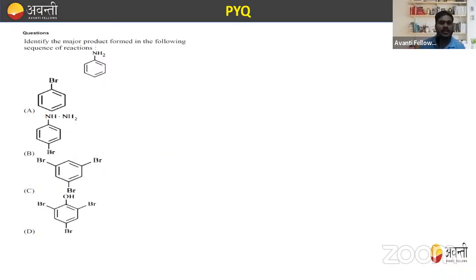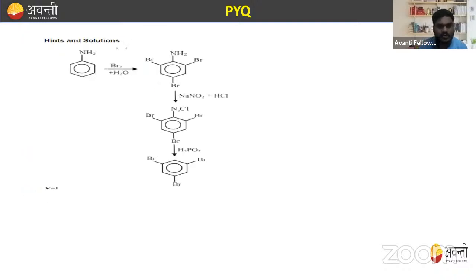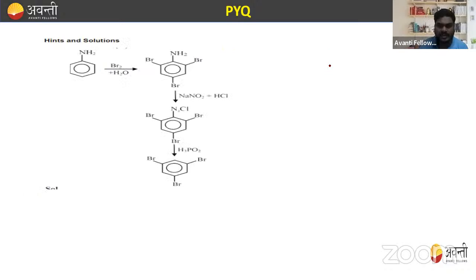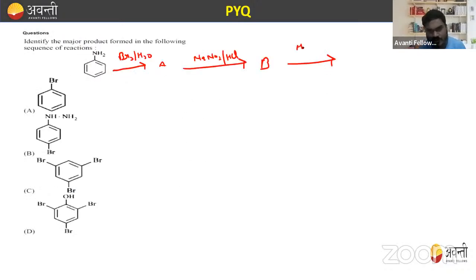Now, identify the major product formed in the following reaction. Okay, something is missing in this question, right? When the aniline is treated with Br2 and H2O in the first step, the formation of A takes place. Now, this is treated with NaNO2 and HCl, then B forms. Now this is treated with H3PO2, then C forms. And you have to identify the major product, that is, you have to identify C, right?